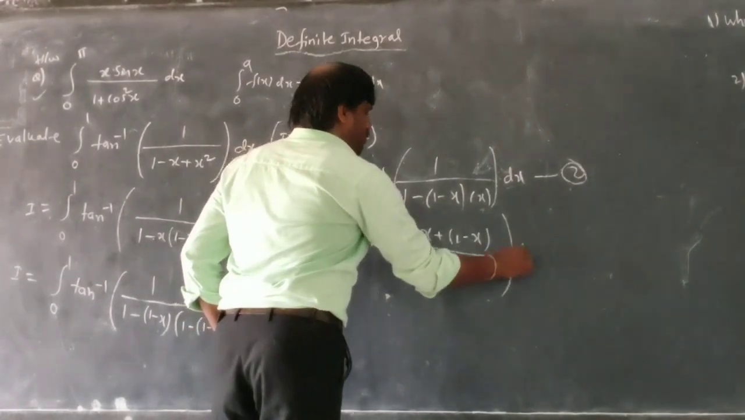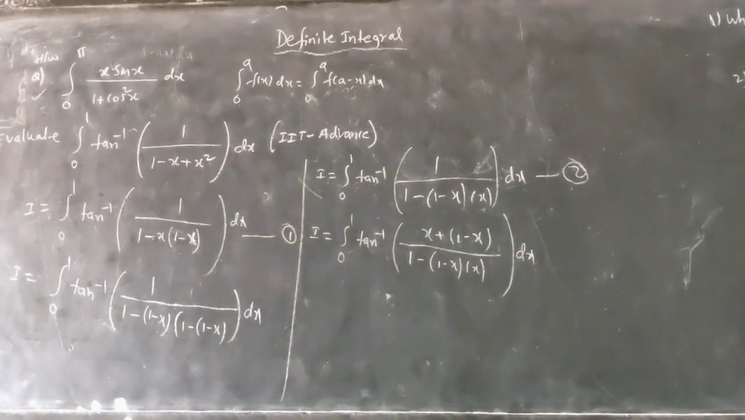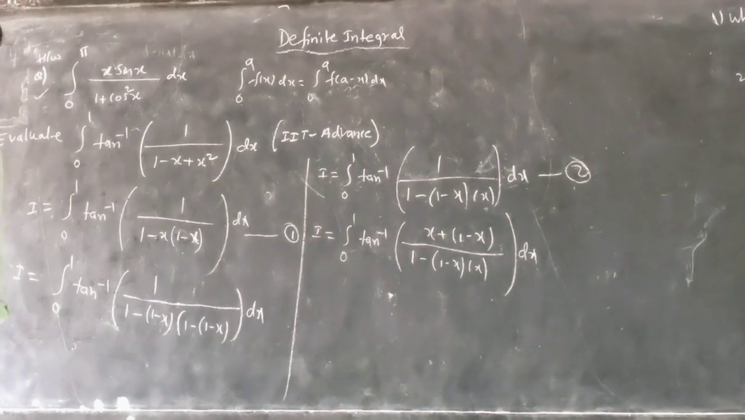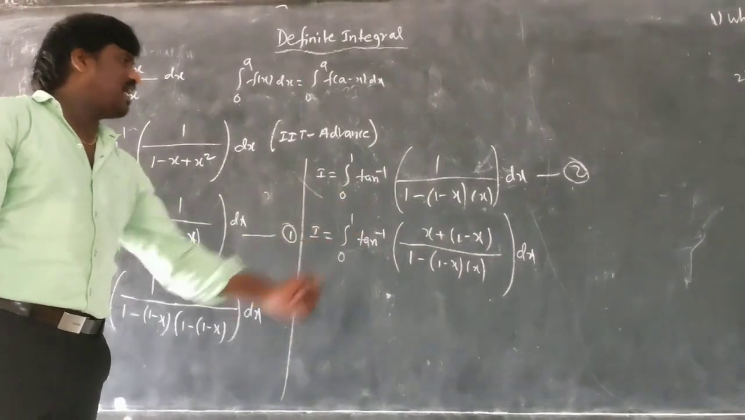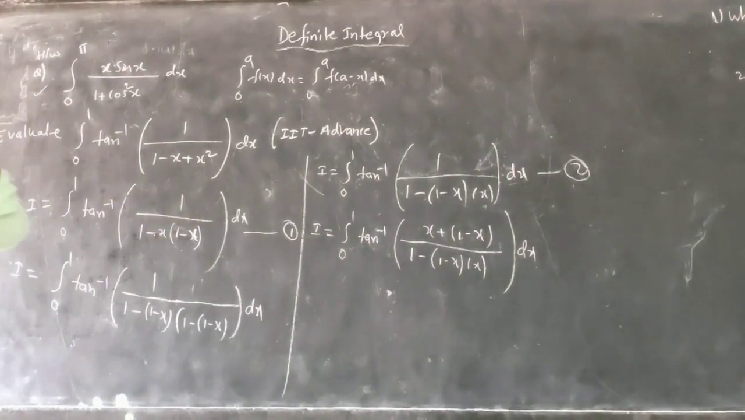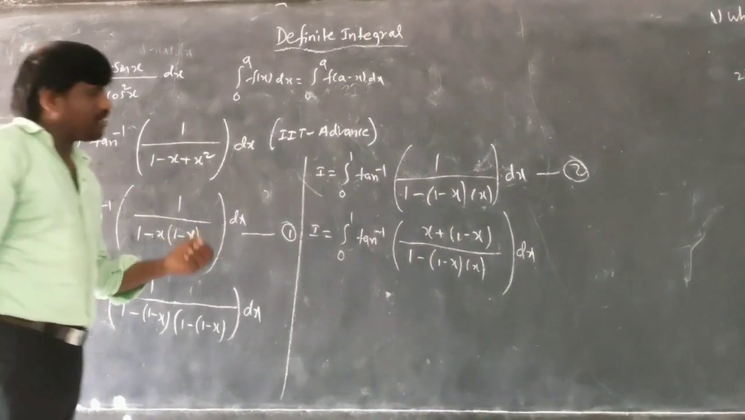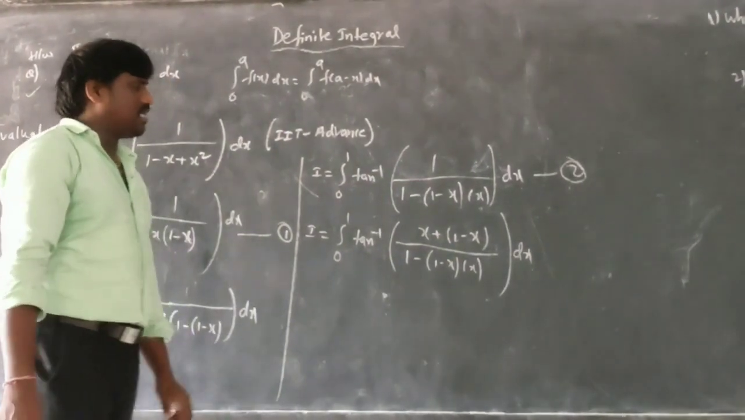This type of manipulation we have done many times in solving the different derivative chapters. In inverse trigonometry also we have done these problems, many problems in your notes. So we have to do this manipulation, that the numerator can be changed as x plus 1 minus x dx.